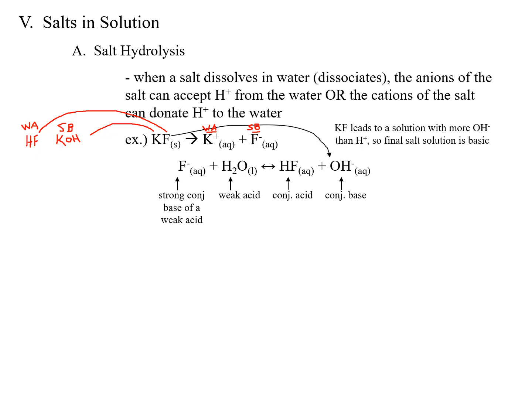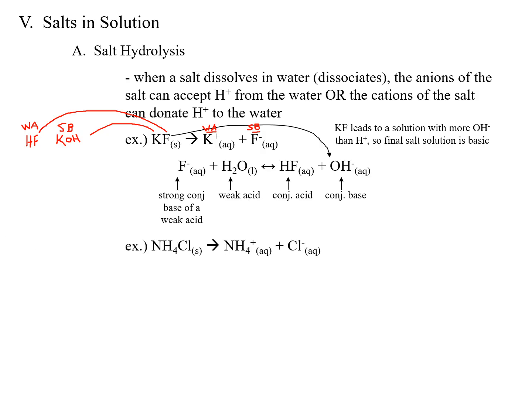So if you just take some potassium fluoride and put it into water, you think, well, it's just salt in water, it's going to be pH of 7. It won't be, because the F will cause the solution, the water, to become more basic. There'll be some OH negatives in there that weren't there before, and therefore KF is a basic salt solution.